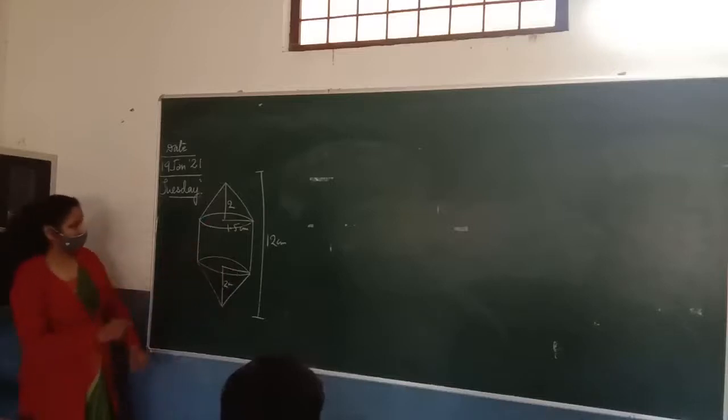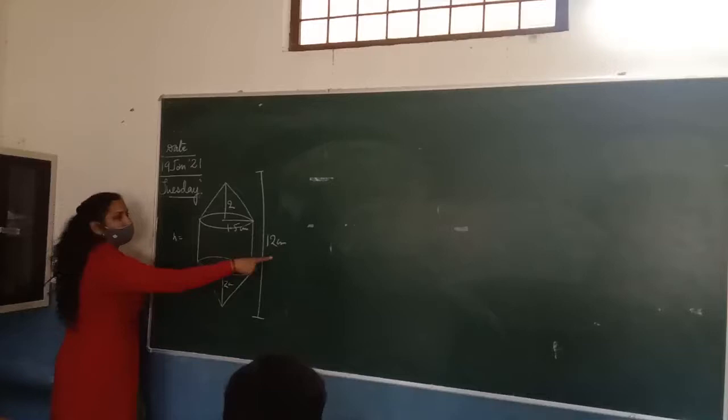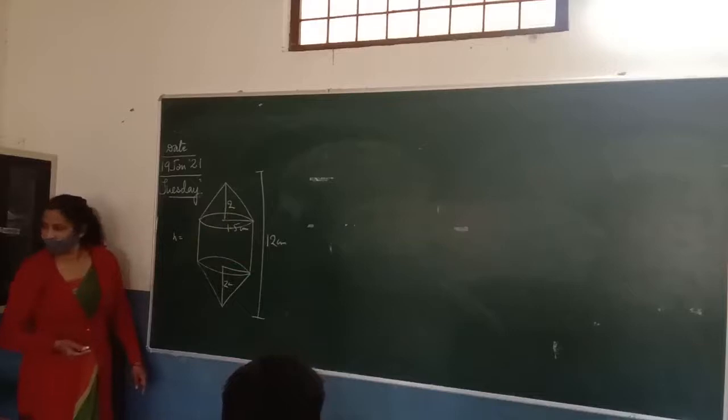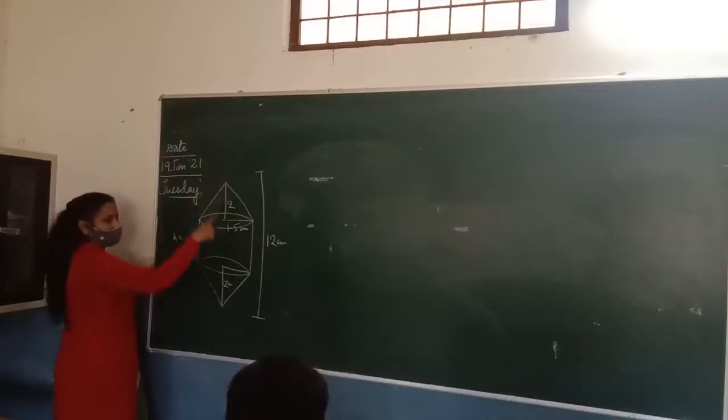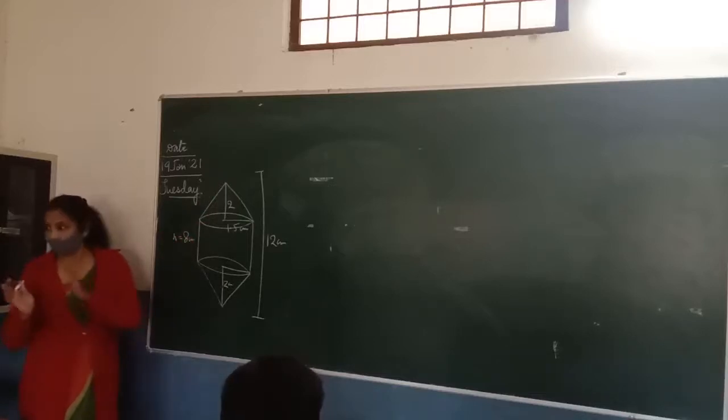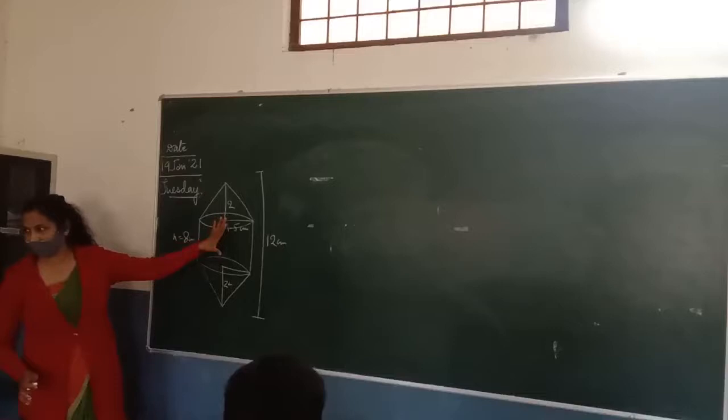So the length, or we can say the height, of the cylindrical portion is 12 minus 2 plus 2. It will be 8 centimeters. The 12 is the whole length, and 12 minus 2 and 2 gives 8 centimeters. Now you have to find the volume of the air contained in this figure. So what will you do?